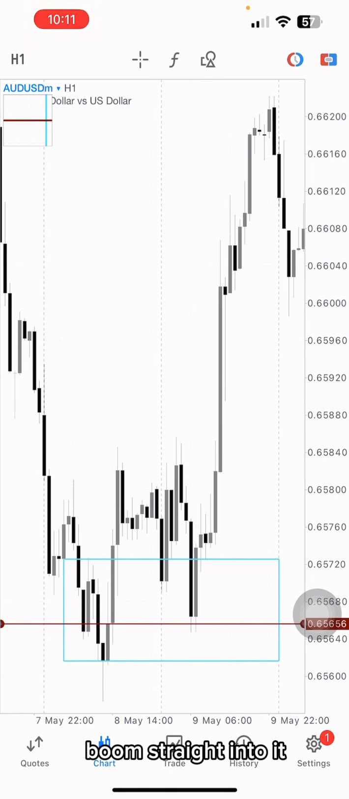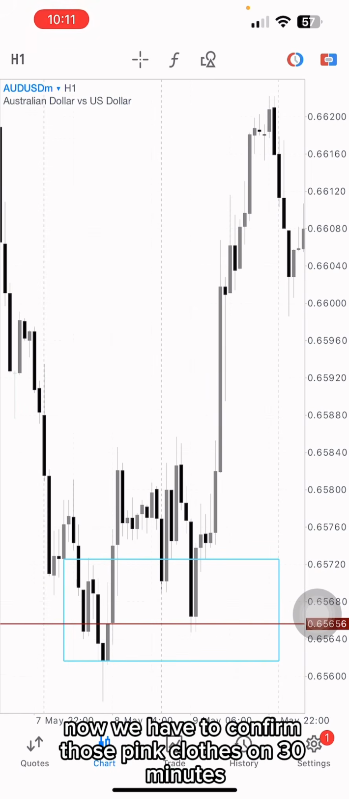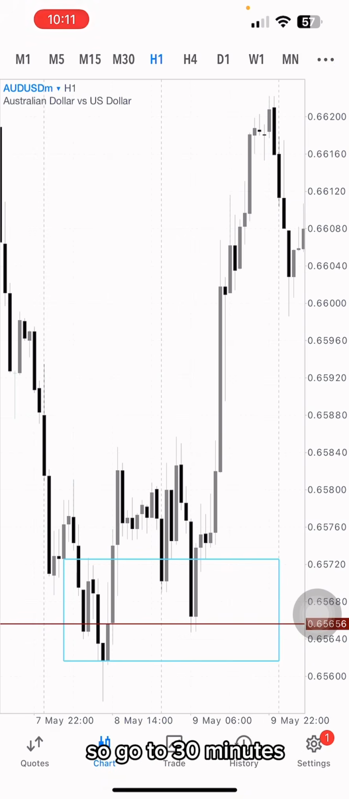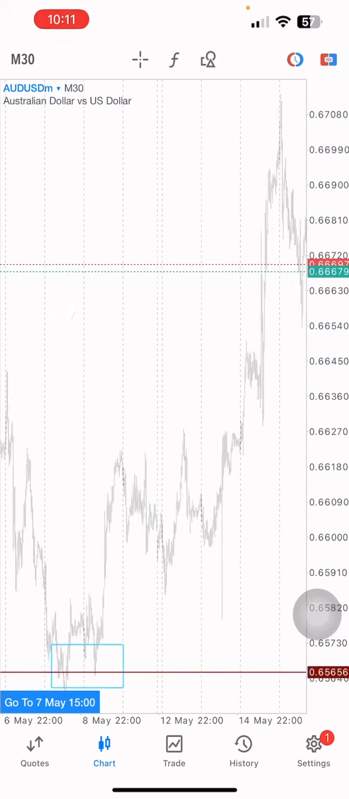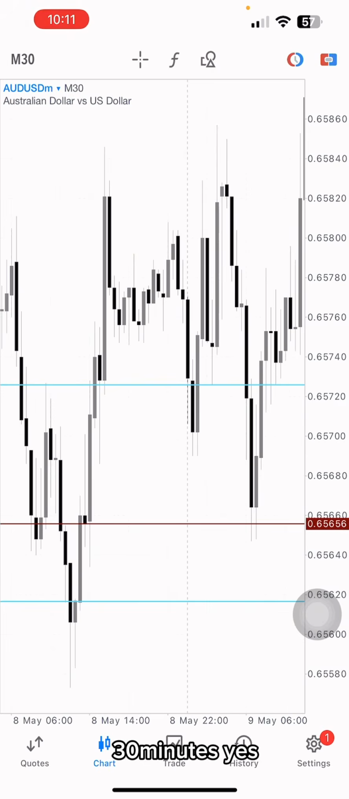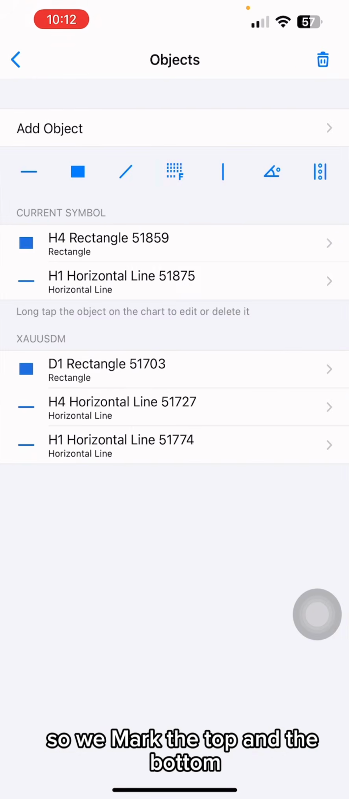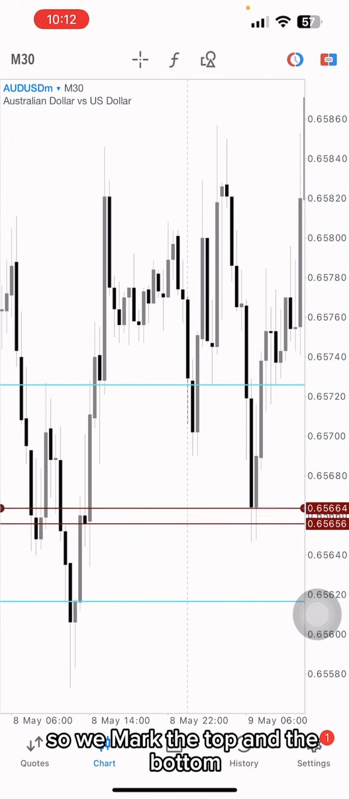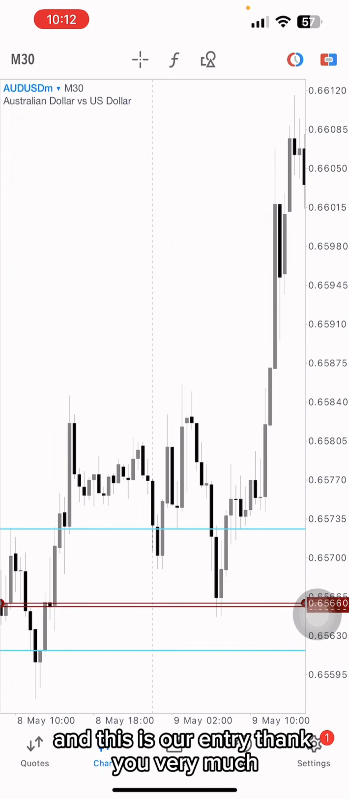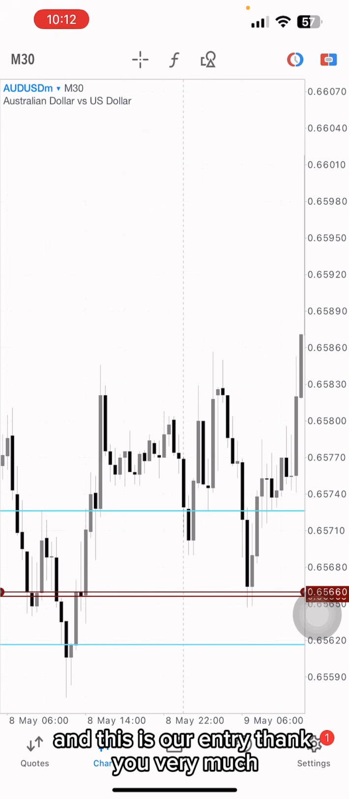Boom, straight into it. Now we have to confirm the open close on 30 minutes. So go to 30 minutes. Yes. So we mark the top and the bottom, and this is our entry.